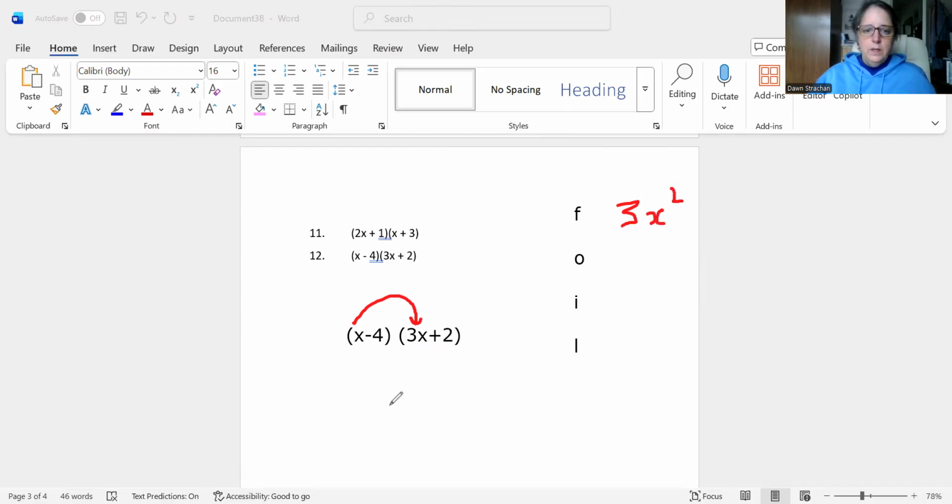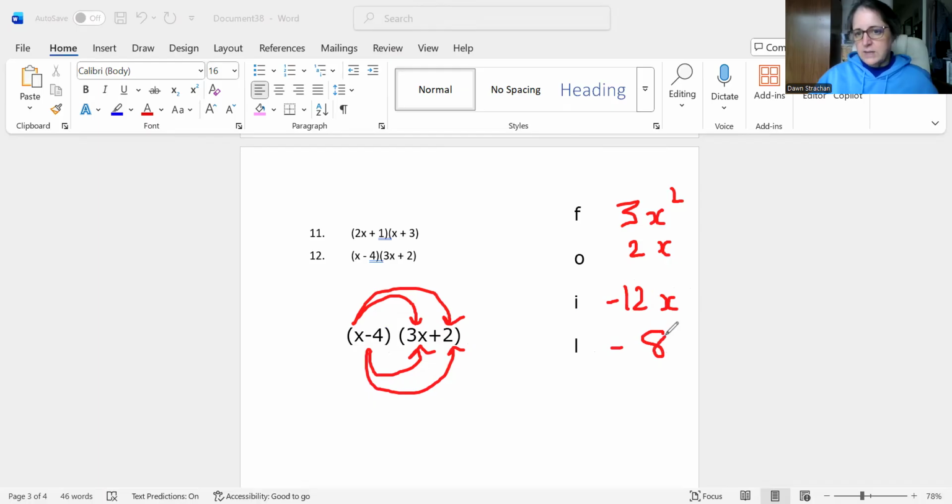Okay. And then we go outer, so x times 2. So 2 times x is 2x. And then we go inner, so minus 4 times 3. Minus 4 times 3 is minus 12. And then we've got an x there as well, so we'll pop that on. And then minus 4 times 2 is minus 8. So a negative times a positive is a negative, so that gives us a minus 8. And then we can simplify it.